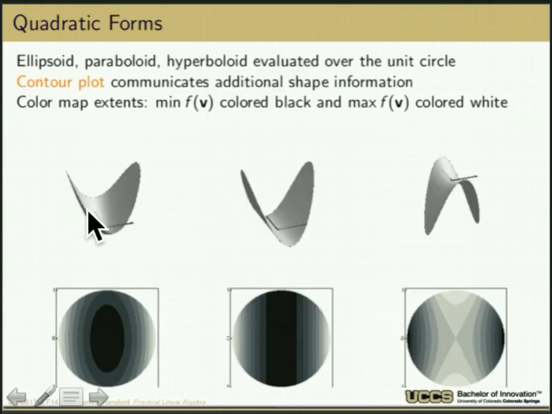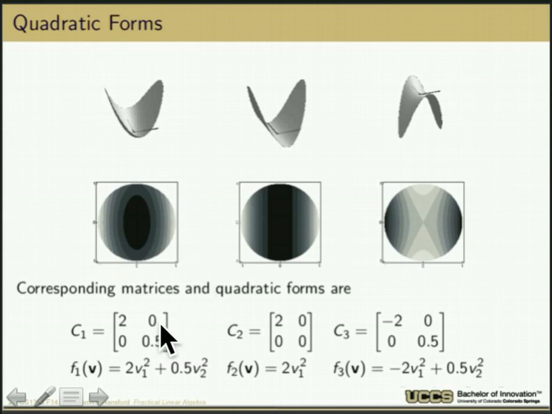So these give me things like paraboloids, ellipsoids, hyperboloids over the unit circle. And these tell us a lot about different shapes. Okay, so all of these come from quadratics. For each of these, we could actually take them and look at what their corresponding matrices are.